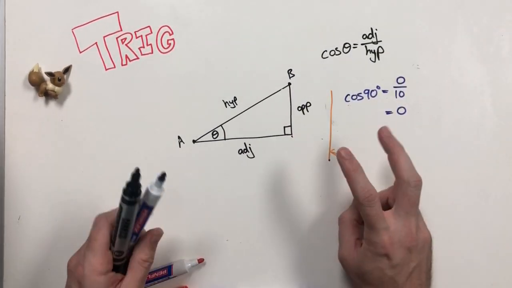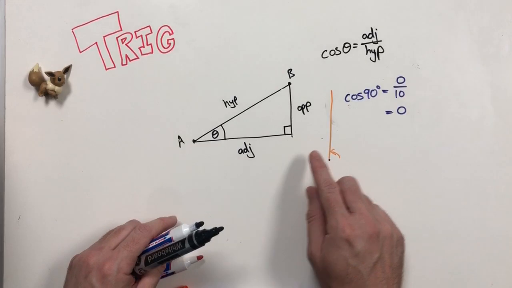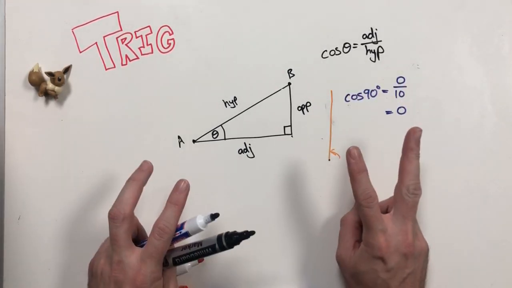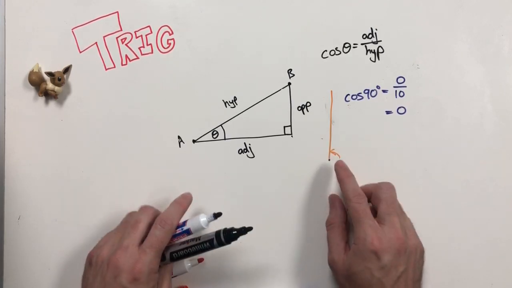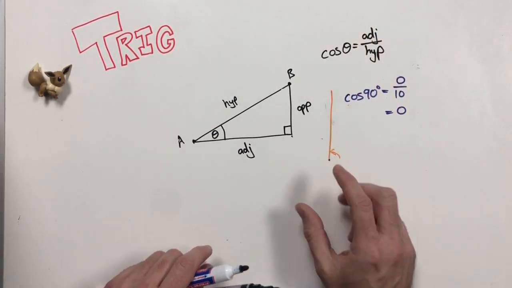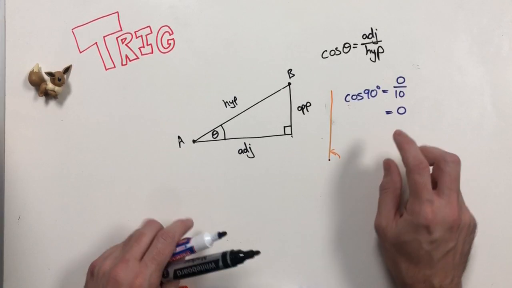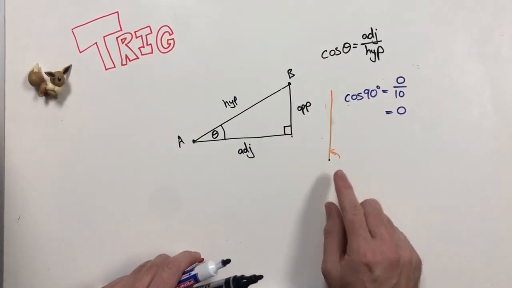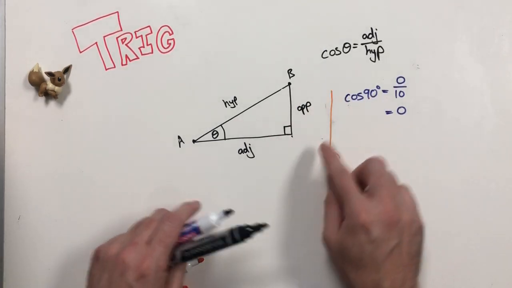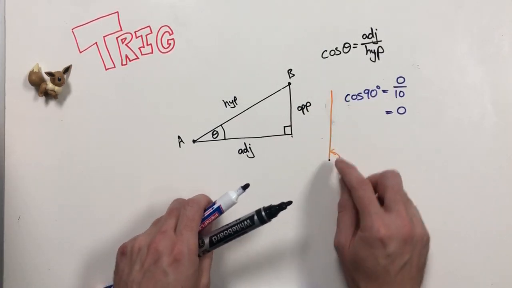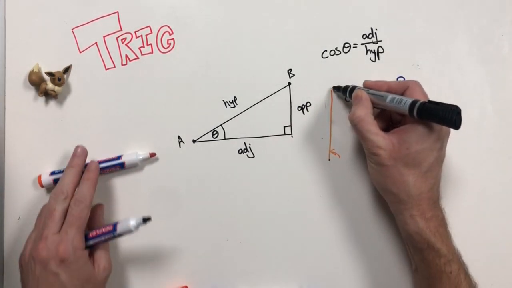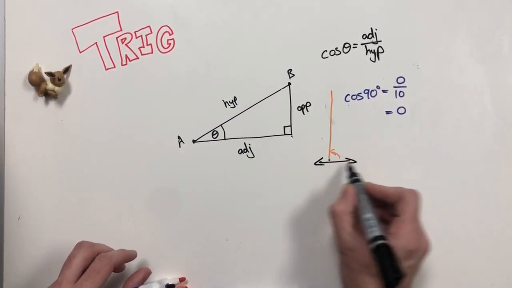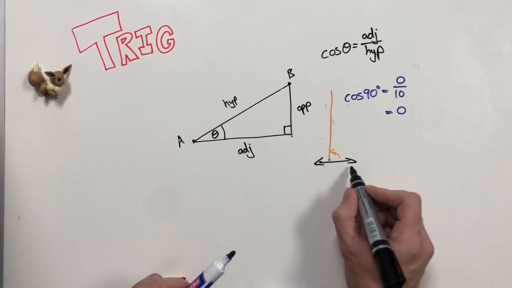Because if this was a ball being thrown straight up in the air, there's no horizontal force. It's not running anywhere. It's just rising all the time. So there's no distance in the horizontal direction. If it's being thrown straight up, then there's no movement in the horizontal plane.